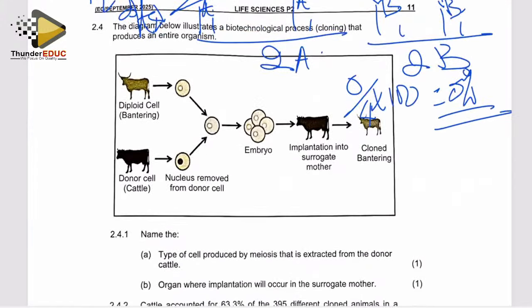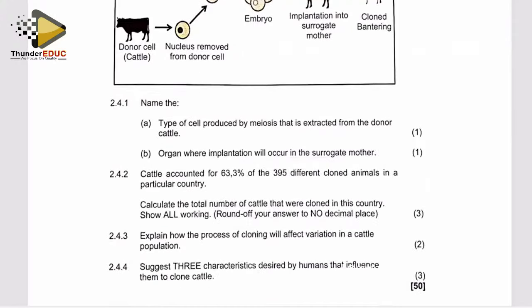This is genetic engineering. We can ask you genetic engineering questions. We can also ask you about stem cells. Yes. So the type of cell produced by meiosis that is extracted from the donor cell.